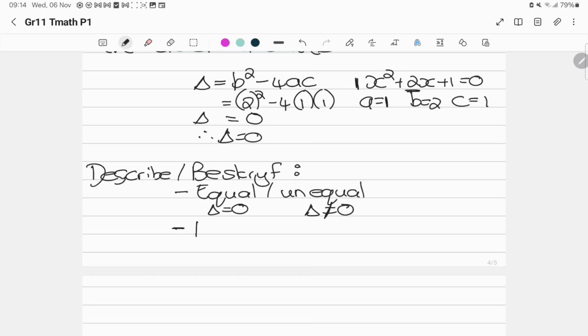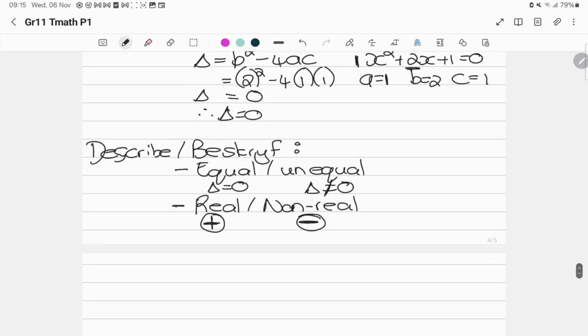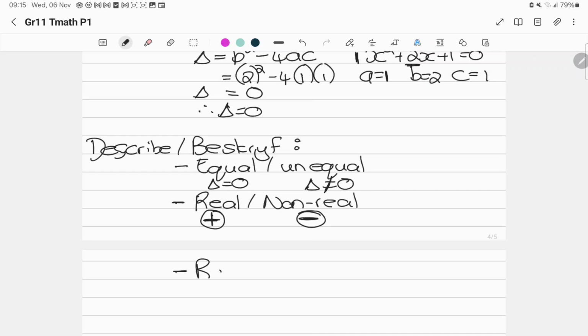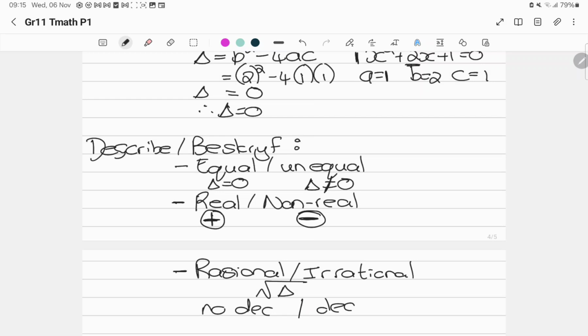Then you need to say, is this real or non-real? A real answer will be any positive answer, and a non-real, a nie-reële getal, will be anything that has a minus. And then the last one is, is it rational or irrational? I take whatever my discriminant is and put it in a square root. If it gives me no decimals, it is rational, and if it gives me decimals, then it is irrational.